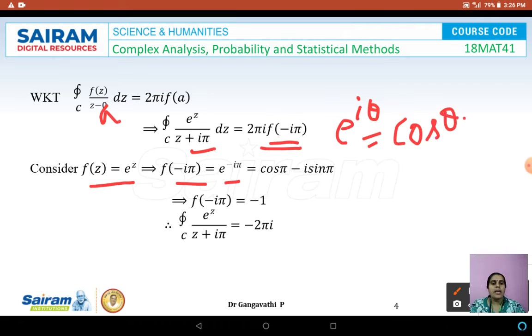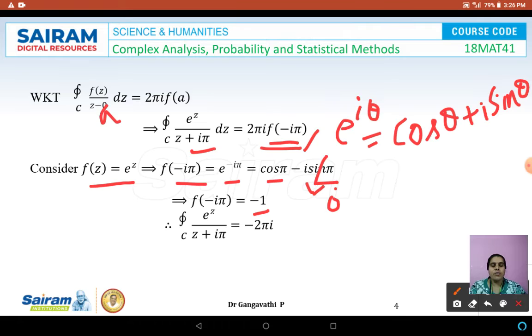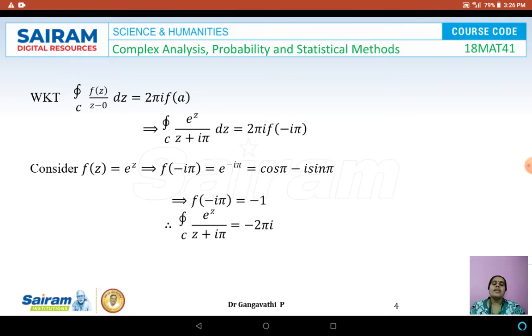Cos theta plus i sin theta. So in place of theta we had pi here. So it is cos pi minus i sin pi. Cos pi is minus 1 we know, and sin pi is 0. So this term will be equal to 0, only minus 1 exists. Therefore the above integral, the integral over c of e to the power of z by z plus i pi over the given curve, that is mod z is equal to 2 pi, is minus 2 pi i.